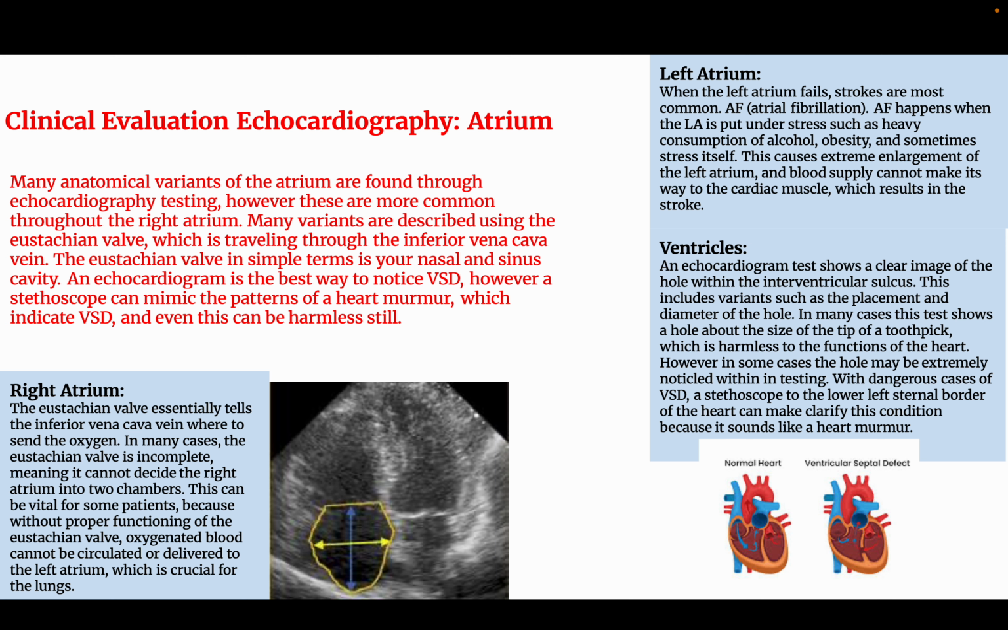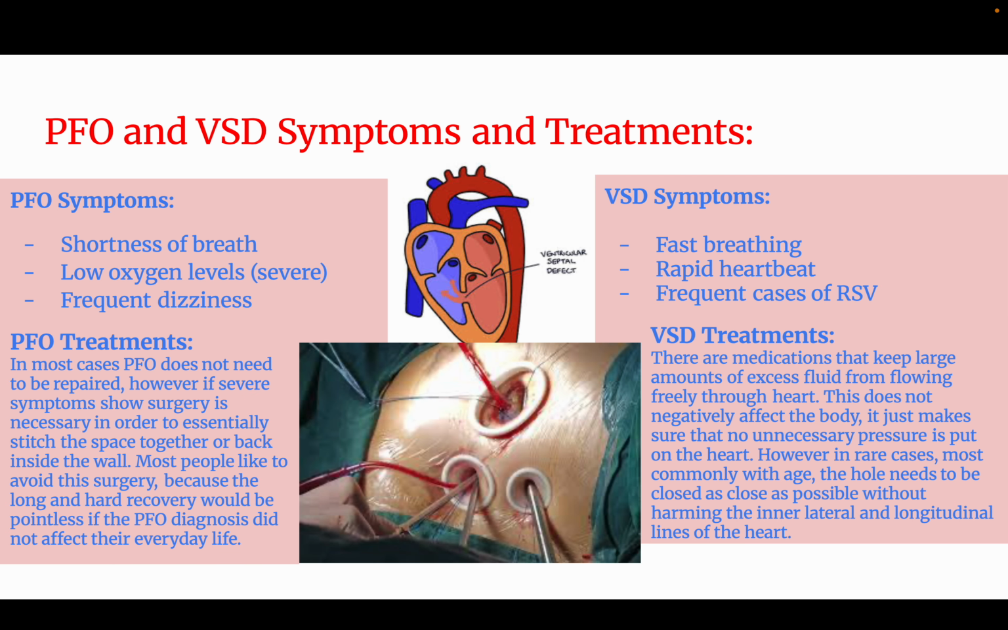Like I said, through the echocardiograph, this is where these symptoms are addressed. When the left atrium fails, strokes are most common in older people. Atrial fibrillation happens when the left atrium is put under stress, such as heavy consumption of alcohol, obesity, and sometimes stress itself. So these symptoms can be managed. It causes extreme enlargement of the left atrium, and blood supply cannot make its way to cardiac muscle. In many cases, the test shows a hole about the size of the tip of a toothpick, so very harmless to the valve and pulmonary veins within the ventricles.